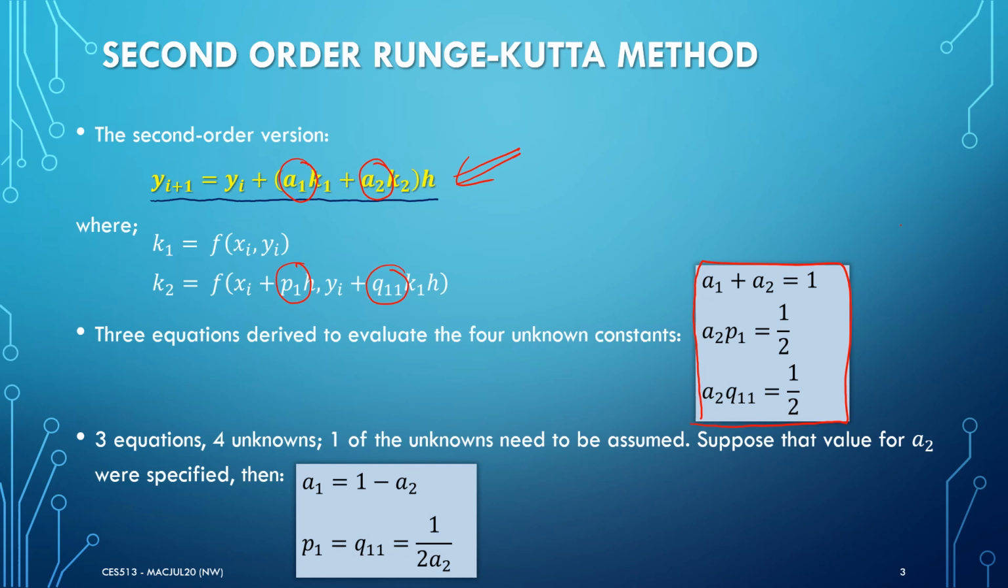So we need to assume a value for one of the unknowns to determine the other three. For example, if we assume a value of a2, then we can get the other unknowns by solving the simultaneous equations. Because a2 is an assumption and we can choose an infinite number of values, there will be an infinite number of second order Runge-Kutta methods. Every version would yield exactly the same result if the solution of the ODE were quadratic, linear, or constant, but it can yield different results where the solution is more complicated.